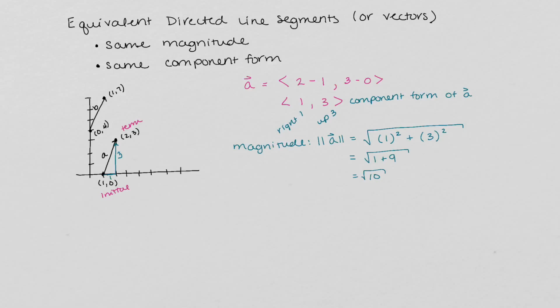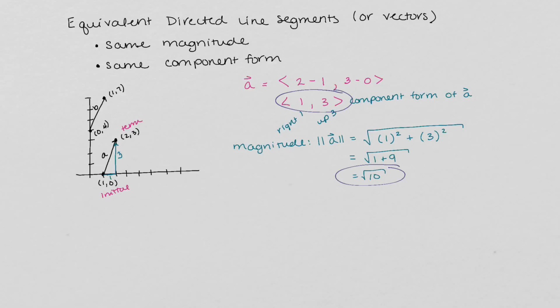So now I know for vector A, I know my component form, which is 1, 3, and I know my magnitude, which is the square root of 10. In order for me to confirm whether vectors A and B are equivalent, I also need component form for B and magnitude for B. And again, component form is just the way we write vectors. It's inside those little arrows, which we call chevrons. And magnitude is just the length of the vector.